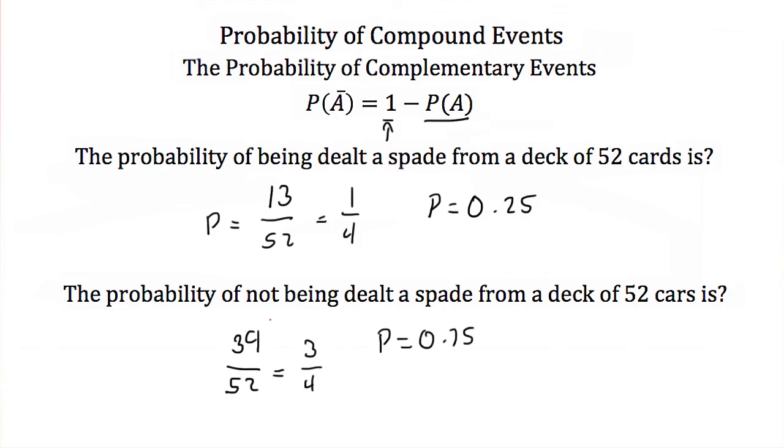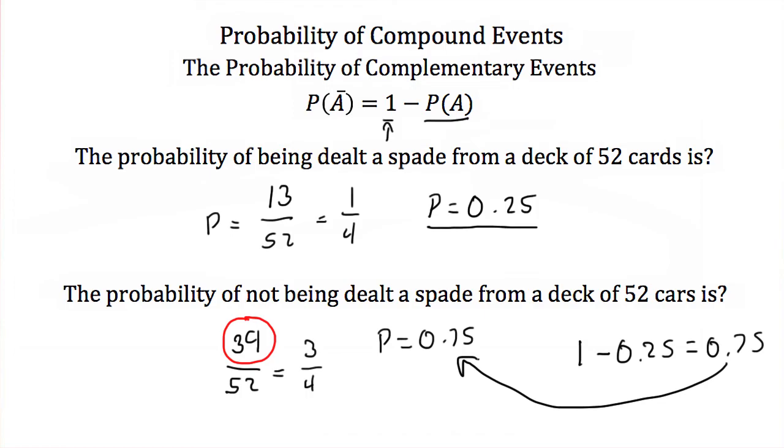Now, if you didn't want to count up all the cards that were not spades, instead of solving it this way, you could have just found the probability of being dealt a spade, which is 0.25, and then subtracted that from 1. And you would have got 0.75, or the probability that you got before when you counted up all the cards that were not spades. So that's how you can use complementary events to find probabilities of different events by finding the probability of an event not happening. And that completes the tutorial on the probability of compound events.